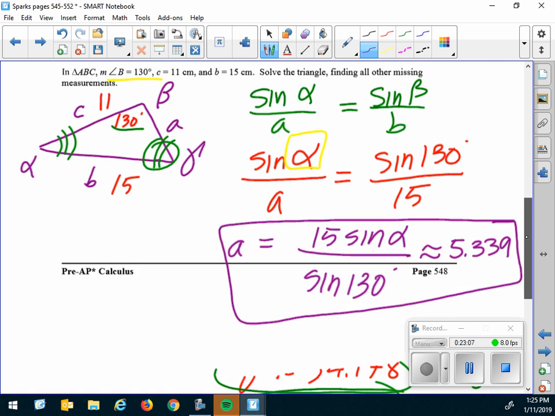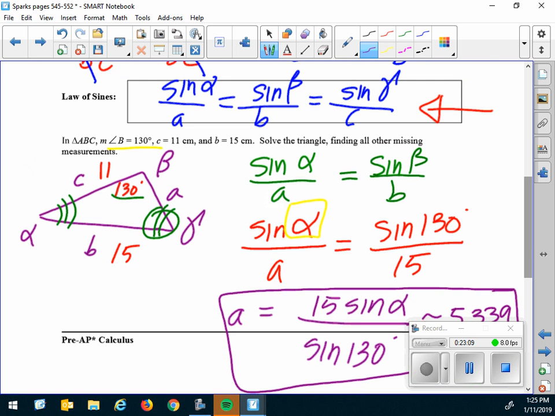Ladies and gentlemen, law of sines. Law of sines. Super easy. Easy to work with. Now, let's talk.